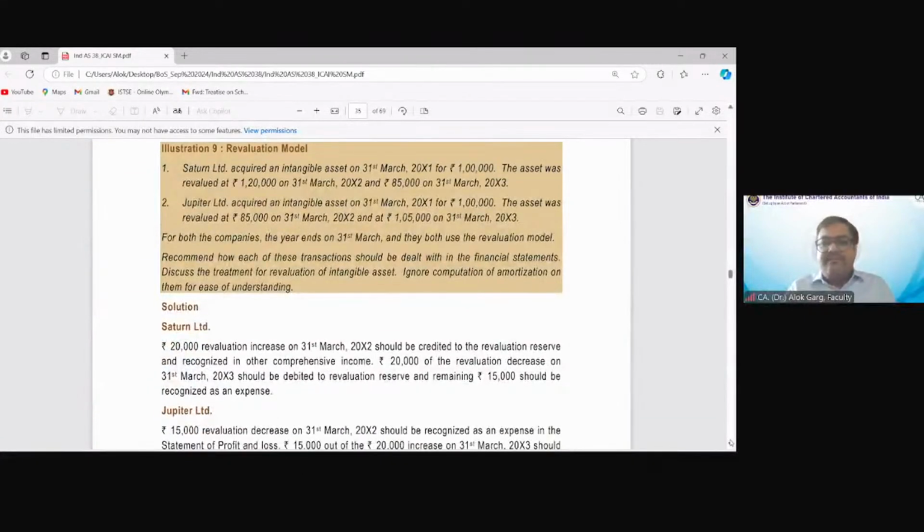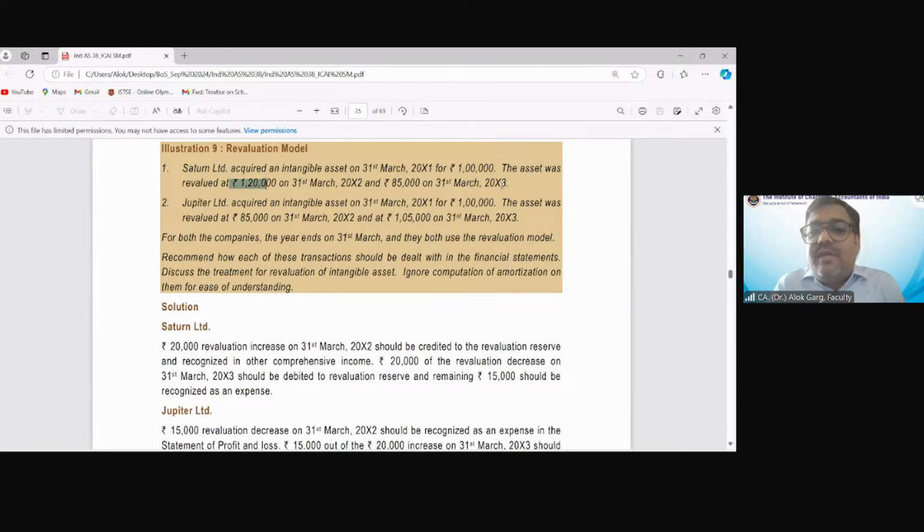Illustration number 9, revaluation model. Saturn Limited acquired an intangible asset on 31st March 2001 for rupees 1 lakh. The asset was revalued at 1,20,000 on 31st March 2002 and 85,000 on 31st March 2003. First of all, this 1 lakh became 1,20,000 in the next year. What is the treatment? Where will this 20,000 go? To revaluation reserve. So what is the accounting entry? Asset needs to be debited and revaluation reserve needs to be created.